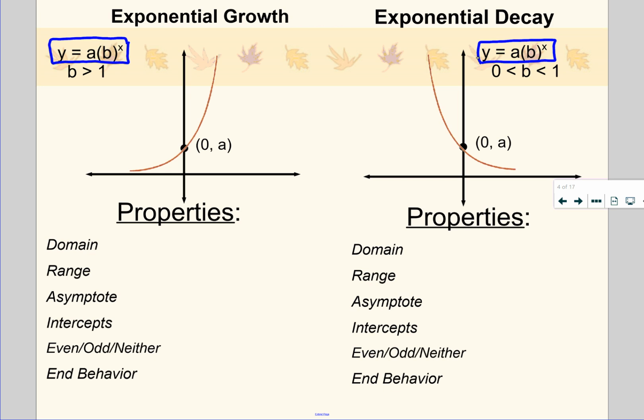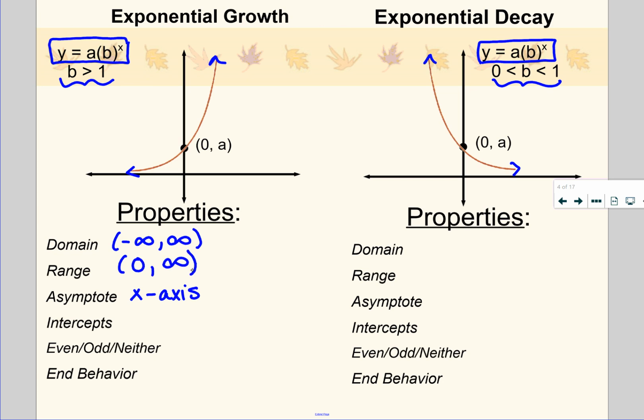So we're going to say b is what we call the growth rate. Again, if b is bigger than 1, it's going to be growing from left to right. You can put your arrows there if you want. And if b is between 0 and 1, it's going to be decaying from left to right. Properties of these functions. Domain is all real numbers, forever left and right. Range, remember our asymptote, actually I'm going to do that first, is the x-axis. So our range is only positive numbers from 0, not including 0, to infinity.